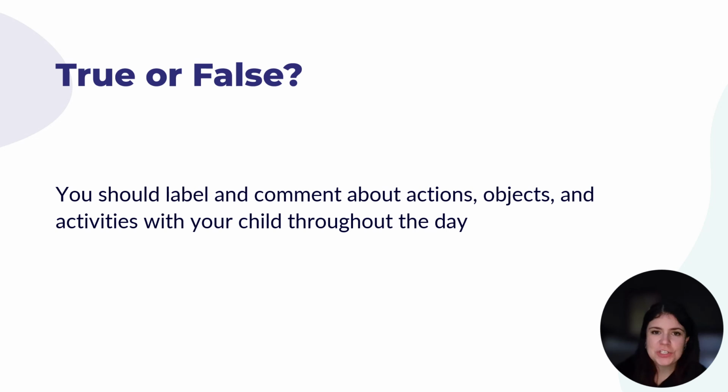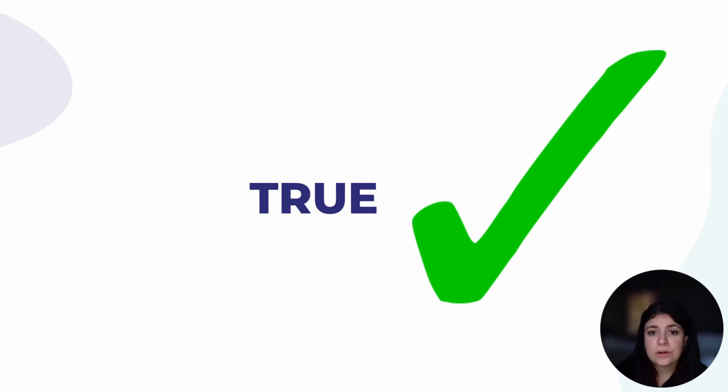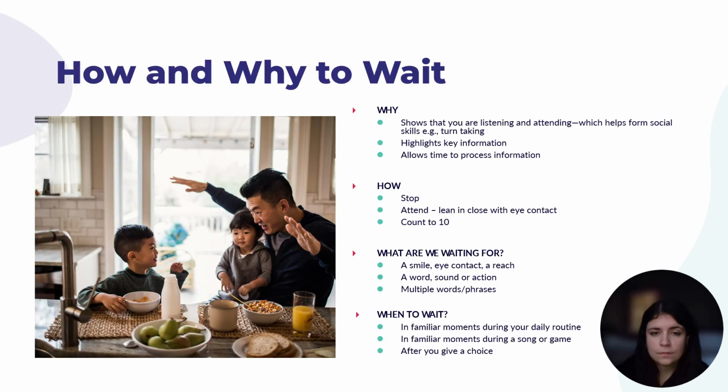Last question, true or false? You should label and comment about actions, objects, and activities with your child throughout the day. This statement is true. Adding language by labeling throughout the day, including during routines and daily activities such as bath time or getting ready for bed, lets your child hear the correct adult model and can help expand their vocabulary.